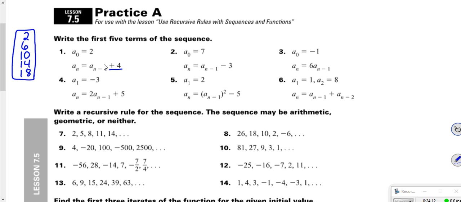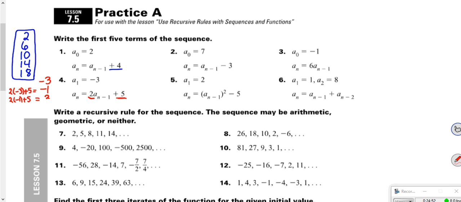Number 4 is kind of a menagerie. It's got a bit of both because it's got a ratio here and a difference. So we're going to start off with a -3. That's our first term. Then we're going to take 2 times -3 plus 5. Well, 2 times -3 plus 5, -6 plus 5, is -1. Then we're going to take 2 times -1 plus 5. 2 times -1 is -2 plus 5 is 3.